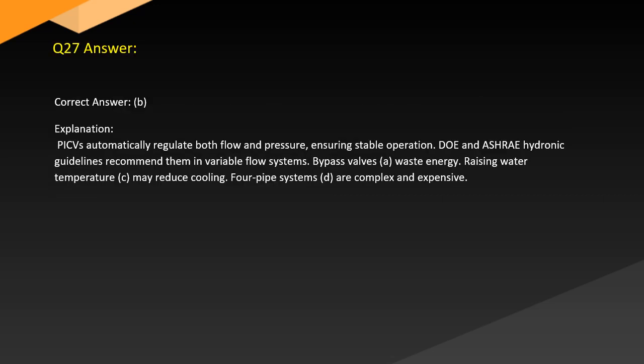Answer. Correct answer: B. Explanation. PICVs automatically regulate both flow and pressure, ensuring stable operation, and ASHRAE hydronic guidelines recommend them in variable flow systems. Bypass valves, A, waste energy, raising water temperature. C. May reduce cooling. 4-pipe systems, D, are complex and expensive.